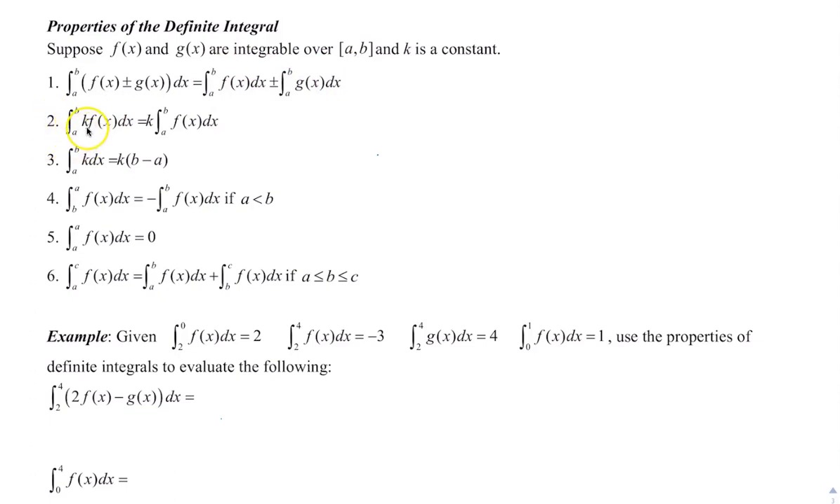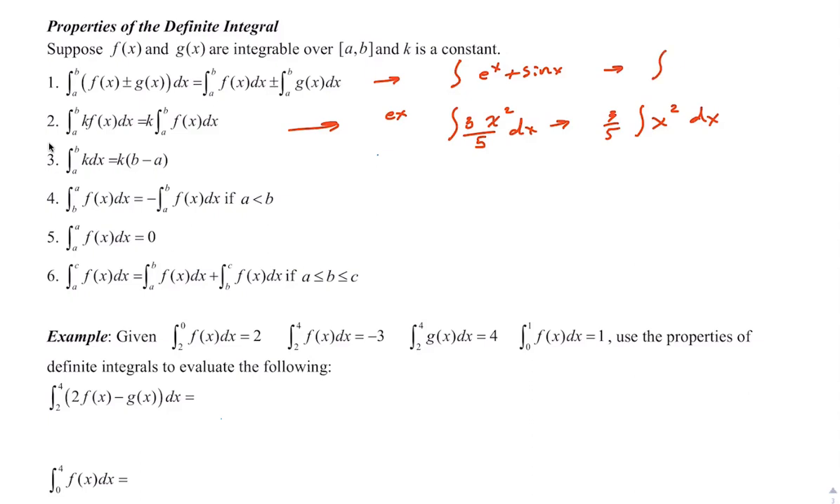Second one, if you have a constant, you can pull it out. Super beneficial on that one. So for example, if I give you the integral of 3x squared over 5, you could pull out the constant. So in this case, you would pull out the 3/5. It makes life just a little bit easier. And for an example of the first one, which we do a lot: if you have e to the x plus sine of x, you could just split it up. Integral of e to the x plus the integral of sine of x.